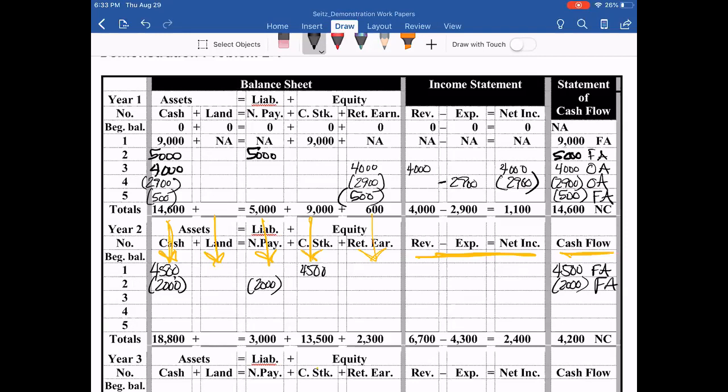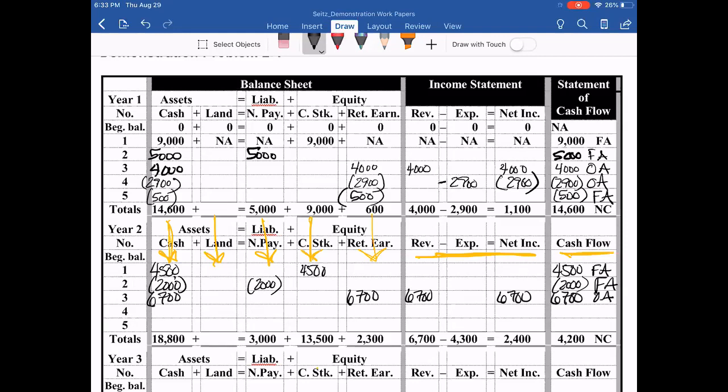3, the company provided services to customers and received $6,700. So I'm going to increase my cash, increase my retained earnings, because an increase in retained earnings is done by revenue. And this is what they're supposed to be doing. So this would be an operating activity.